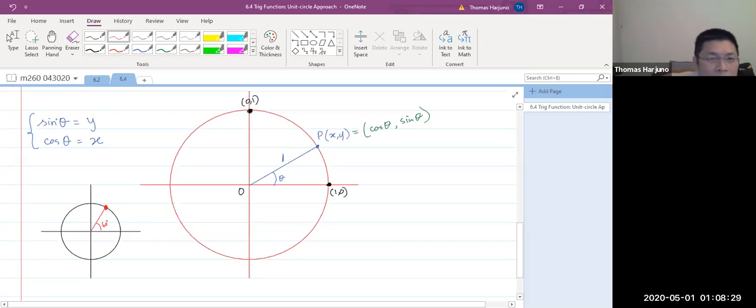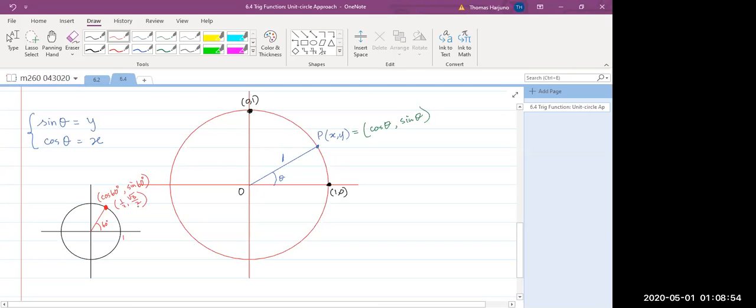Okay, according to the theory we have, the coordinate here will be, the x component will be cosine 60 degrees. The y component will be sine 60 degrees, if the radius is 1. Does it make sense? That's 1/2, radical 3 over 2.